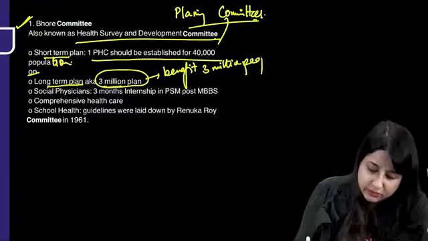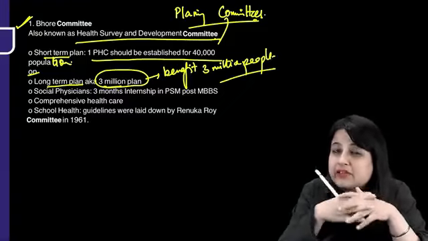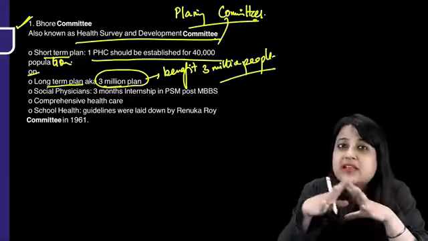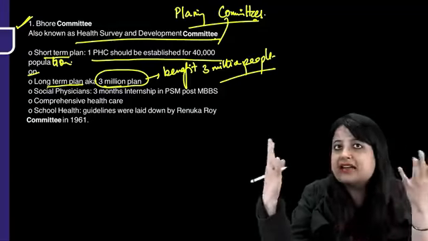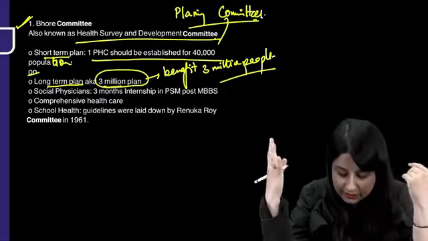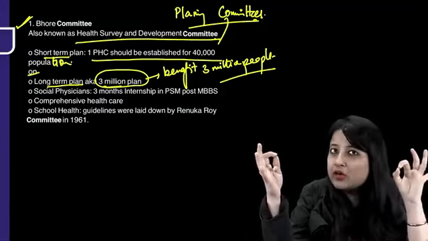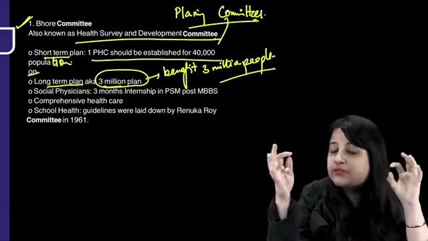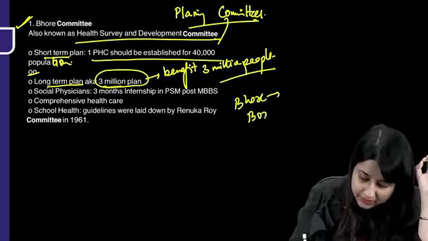This plan was supposed to benefit 3 million people, in which we have seen that at primary level we should have setups with 75 beds, at secondary level setups with 650 beds, and at tertiary level setups with 2,500 beds. So that was the long-term plan. Then he gave some boring concepts. I hope you remember, from Bhore you have to remember the word bore.